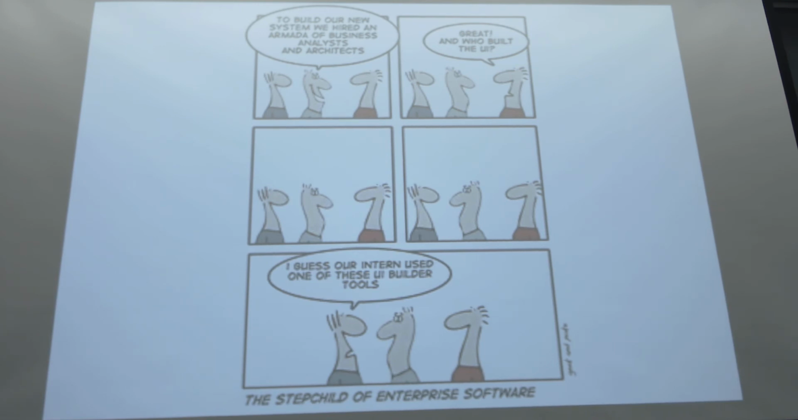To build our new system, we hired an armada of business analysts and architects. Great, and who built the UI? I guess our intern used one of those UI builder tools. So it's a common issue, right? There's sort of the core logic in code, and then someone, maybe not even trained in this area at all, sort of tasked with making some kind of user interface.